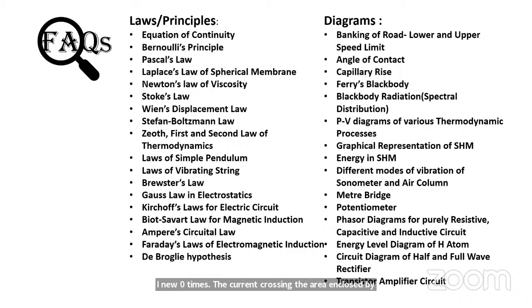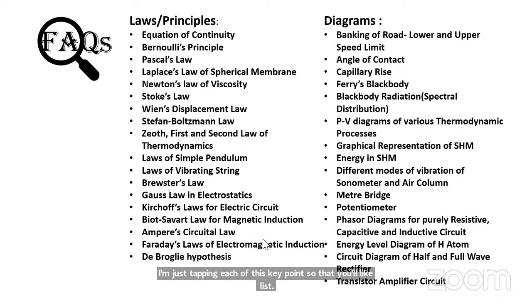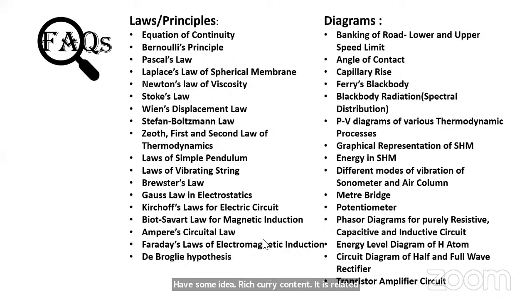Okay. Because of time constraint, I am not able to elaborate much on each of these key points, but I am just tapping each of them so that you'll at least have some idea which theory content it is related to. Fine. Now next in this list is Faraday's laws of electromagnetic induction and de Broglie hypothesis. The wavelength associated with a material particle, lambda, is equal to h upon p. Fine. So here I have tried to enlist the laws and principles which are included in your textbook.